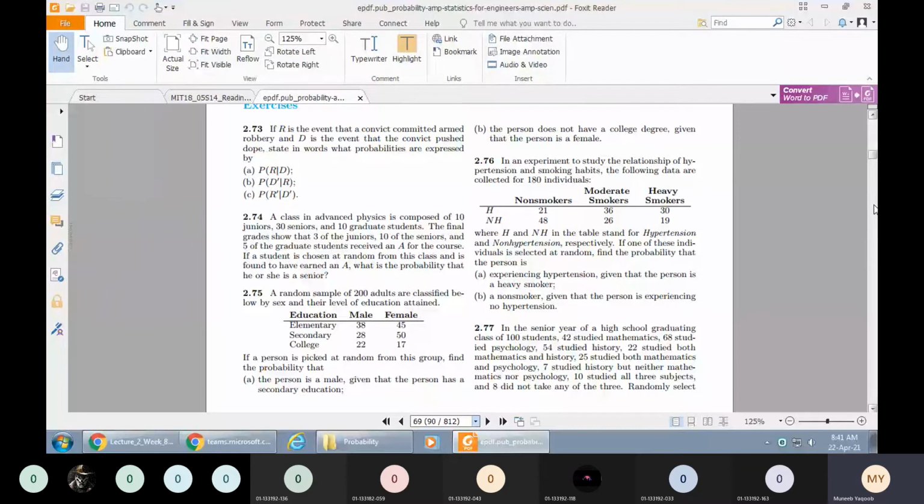Okay, so here our question is the probability of C complement given F, and it is equal to the probability of C complement intersection F divided by the probability of F. So first of all, we will calculate the denominator's probability, that is, the probability of female. Can anybody tell me what is the probability of female here?